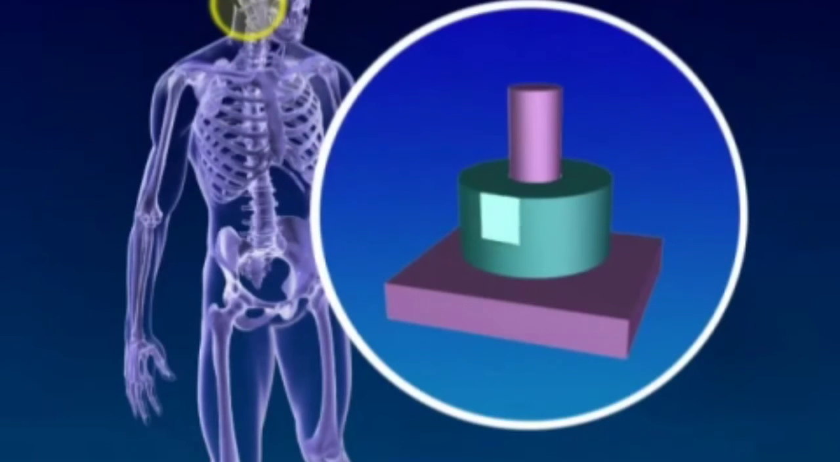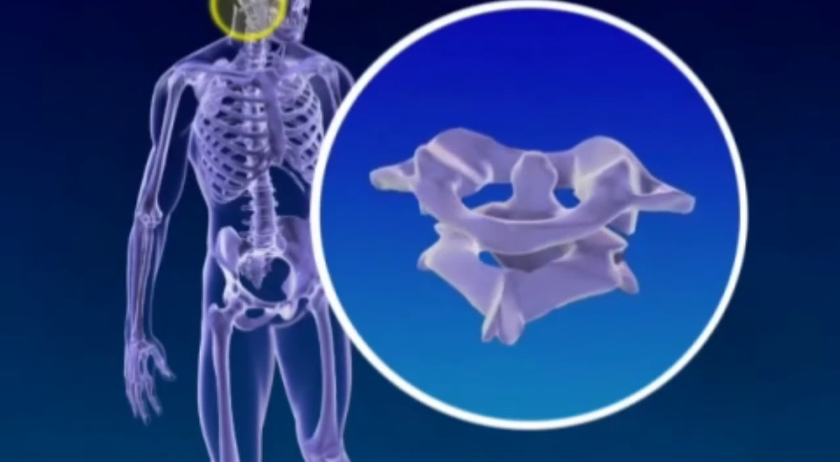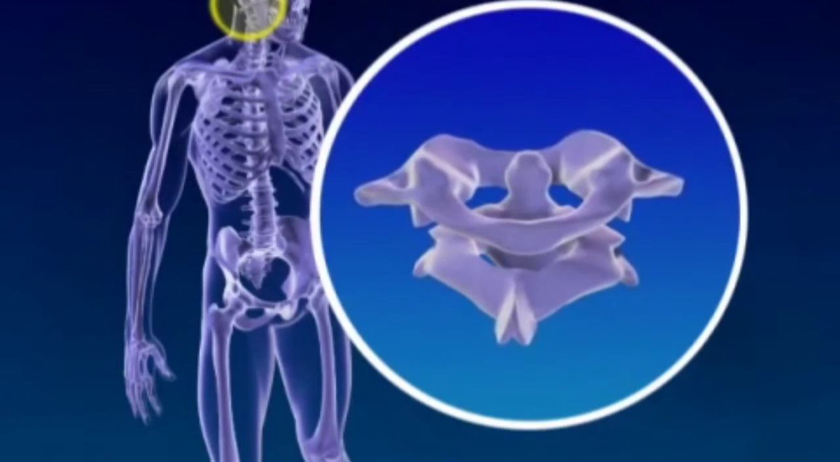Pivot joint. Pivot joint is a movement which is side by side. It is present in the vertebrae, that is, the backbone.